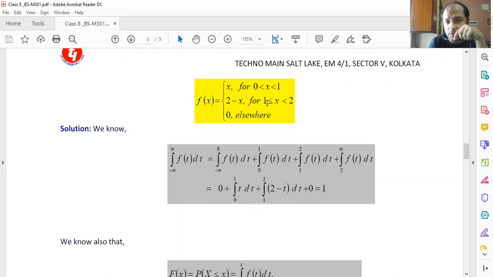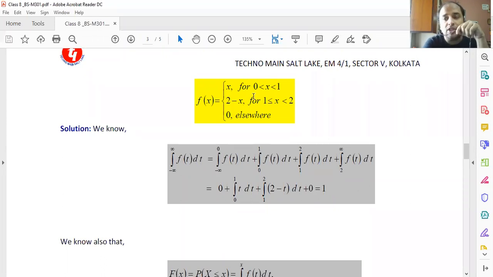And when x lies between 1 and 2, the function's value is 2 minus x, so in place of f(t) I'm writing 2 minus t dt, integrating the function from 1 to 2. And if I integrate, the result comes out as 1. So I am proving that the total probability corresponding to this probability function is equal to 1, and only then can I claim that this given probability function is a probability density function.